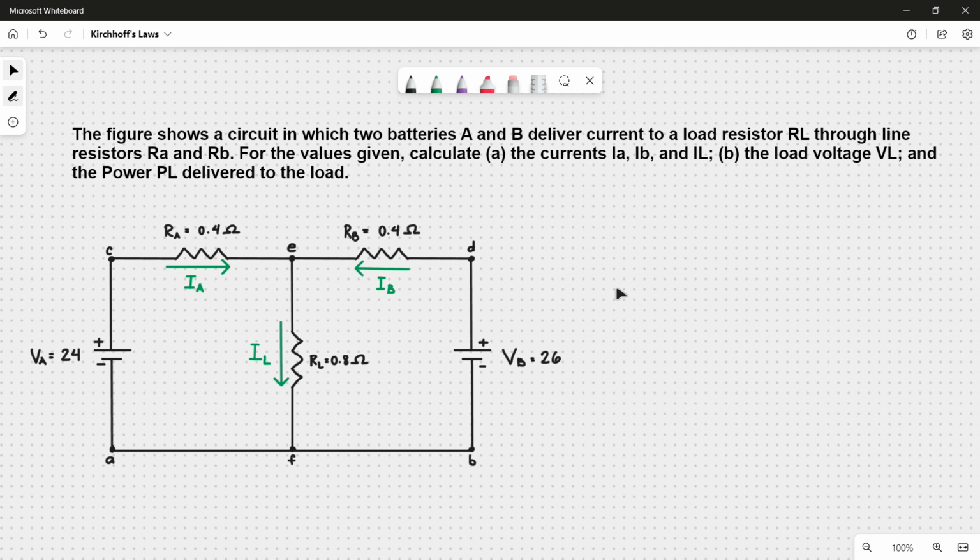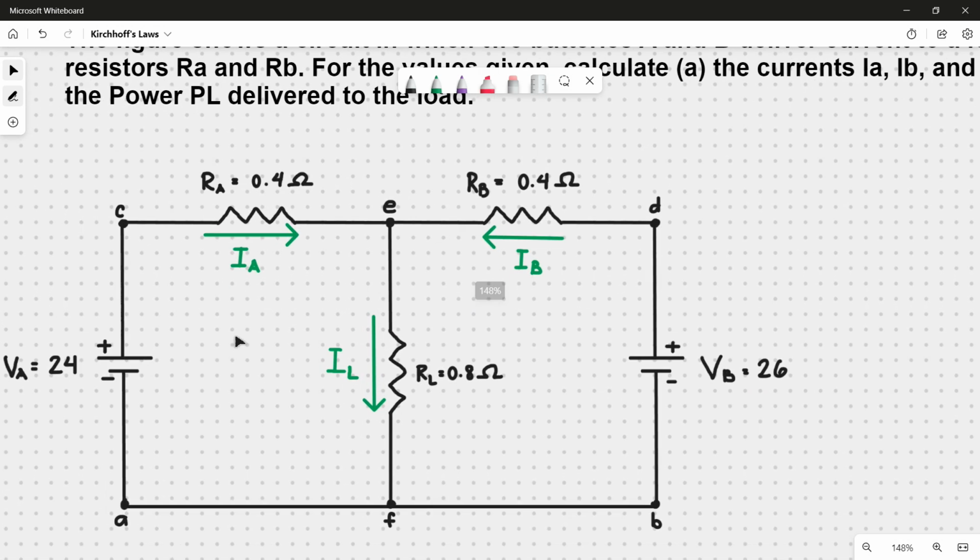The figure shows a circuit in which two batteries A and B deliver current to a load resistor RL through line resistors RA and RB. For the values given, calculate the currents IA, IB, and IL, the load voltage VL, and the power PL delivered to the load. What I like to do first is to write the sign conventions in each element. In this case, we have resistors because it helps me to identify which sign I'm going to use in writing my equations. So let's go ahead and do that.